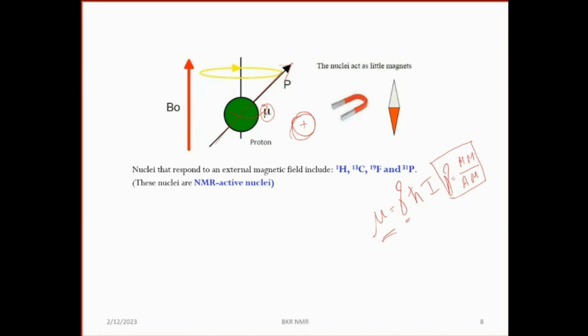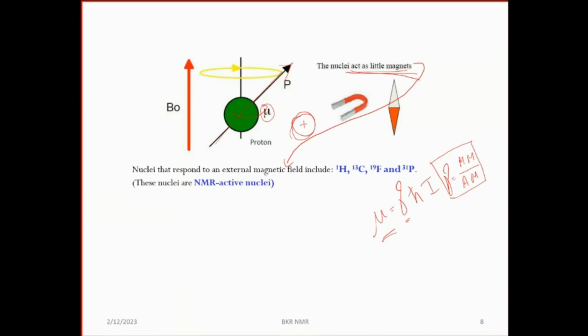A spinning charged nucleus will generate a magnetic moment, and that magnetic moment is equal to gamma h bar I. Since it is generating a magnetic moment, it will behave like a little magnet. That is very important, because only if it is behaving like a little magnet will it respond to the external field. So nuclei will respond to the external magnetic field only if they behave like a little tiny magnet.